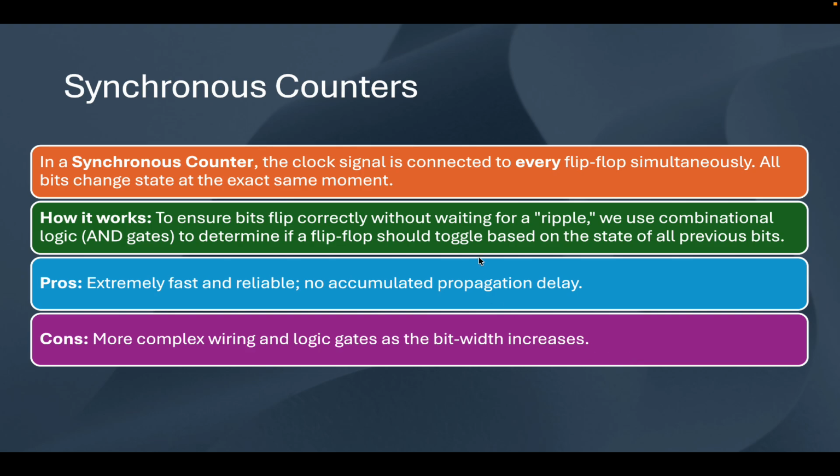Now we have synchronous counter. In a synchronous counter, the clock signal is connected to every flip-flop simultaneously, as we discussed in the second slide. How it works: to ensure the bits flip correctly without waiting for a ripple, we use combinational logic AND gates to determine if a flip-flop should toggle based on the state of all previous states. It is extremely fast and reliable, since everything happens at the same clock pulse, so there is no delay. The wiring and logic get more complex as bit width increases.